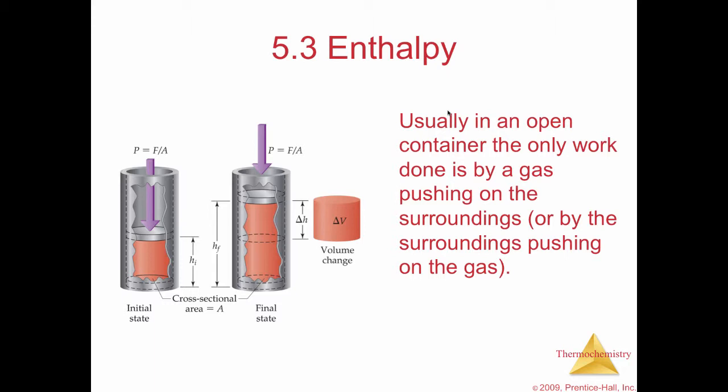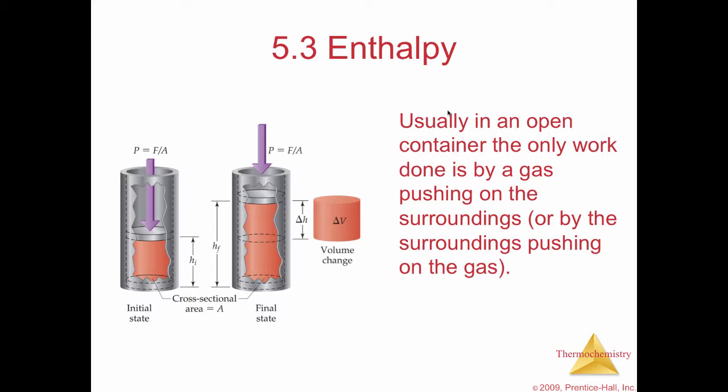Let's consider a gas confined to a cylinder with a movable piston of cross-sectional area A. A downward force F acts on the piston. The pressure P on the gas is the force per area. We assume that the piston is massless and that the only pressure acting on it is the atmospheric pressure that is due to Earth's atmosphere, which we assume to be constant. Suppose the gas expands and the piston moves a distance delta H.